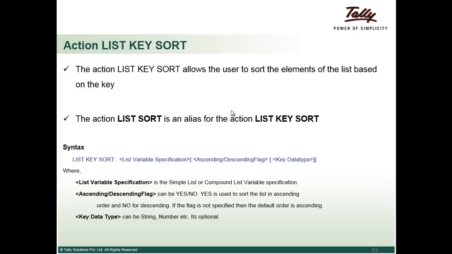Next we have the key data type. If you remember, in the list variable session, when explaining the concept of list variable, we said that list variable has a default data type, that is string. You can override it by specifying it as number during the sorting. If you have specified the keys as 1, 2, 3, 4, 5, 6 or some numbers, and you want to sort on that number, then you can say the key data type is number and sort on it. But by default it is string, and if you have not specified any key data type, it will be taken as string.